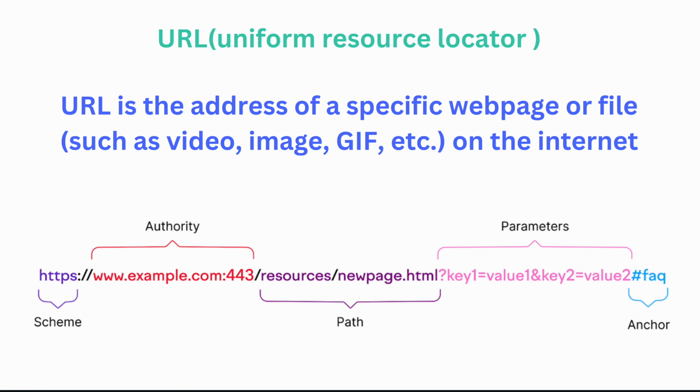Through that we are locating. See this picture. URL, Uniform Resource Locator. A URL is the address of a specific web page. That address can be of a web page, a video, an image, or a GIF file on the internet. If you see, there are different parts in the complete URL, and you should know what this is, what this is, what this is.